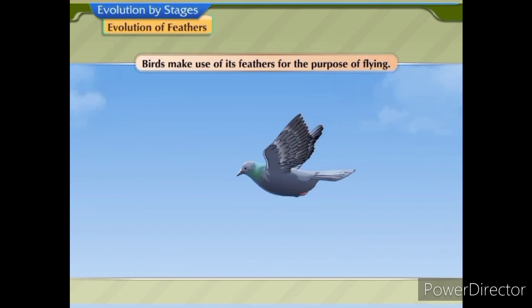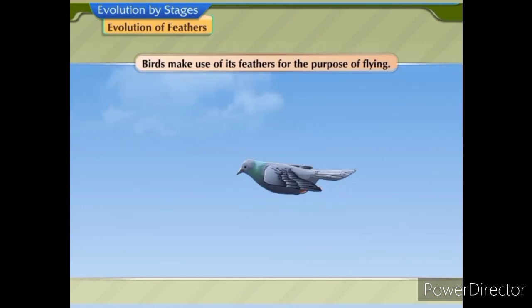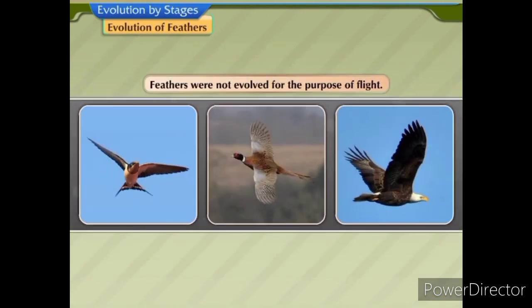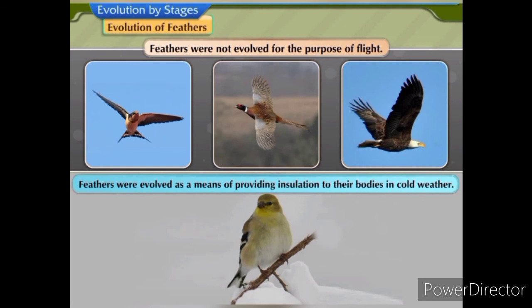Evolution of feathers. You must have seen a bird making use of its feathers for the purpose of flying. But the feathers were not evolved for the purpose of flight. They were evolved as a means of providing insulation to their bodies in cold weather.